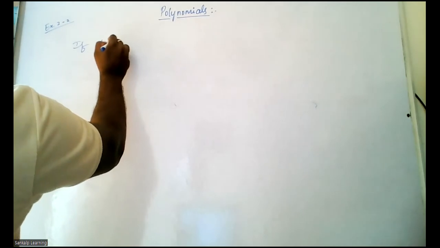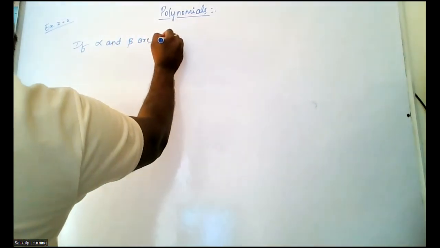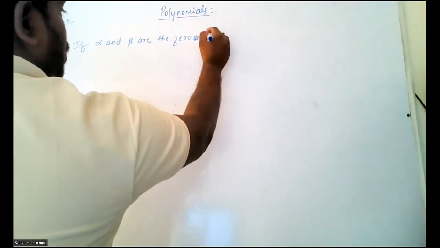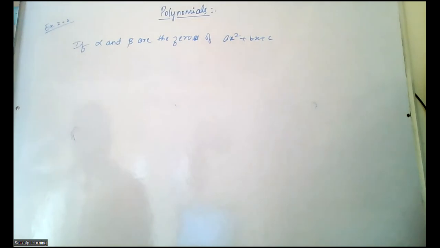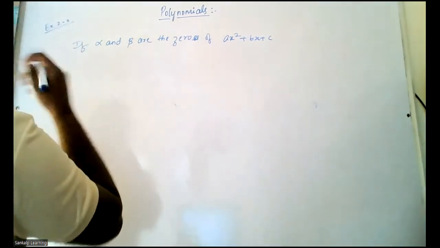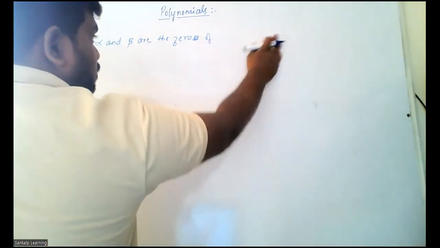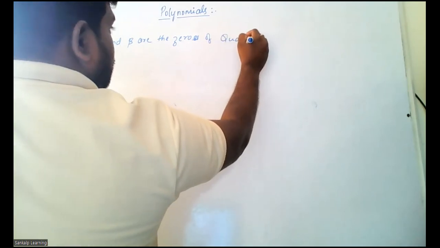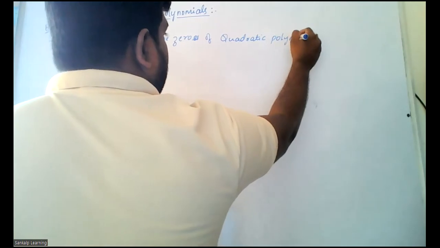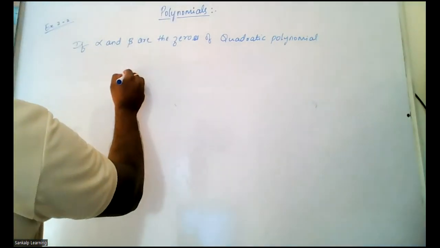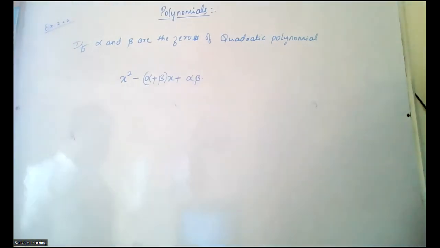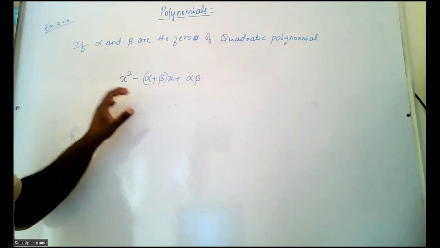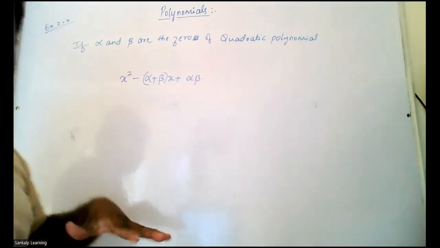Okay. How to find the polynomial? If alpha and beta are the zeros of the quadratic polynomial, that is ax square plus bx plus c, then you can find the polynomial. Then the polynomial is given by x square minus alpha plus beta into x plus alpha into beta. Okay, this is the formula that we are going to use. When the zeros are given, we have to use this formula to find the polynomial itself.